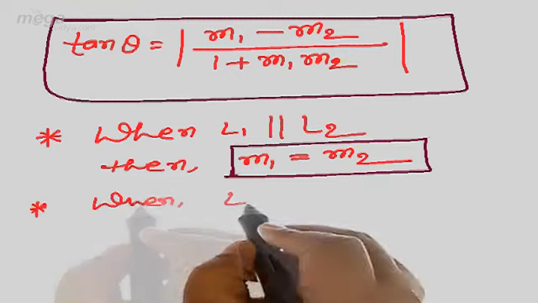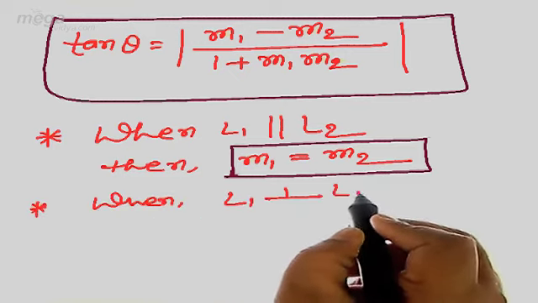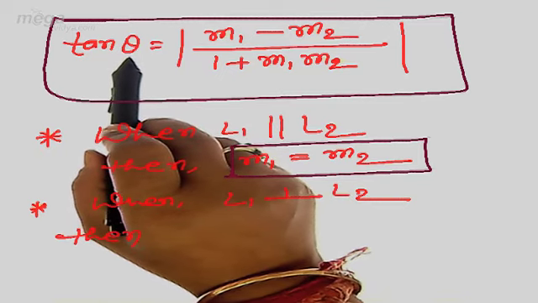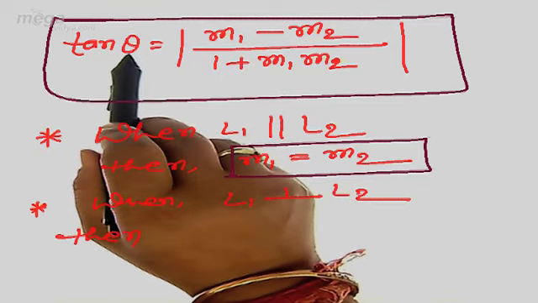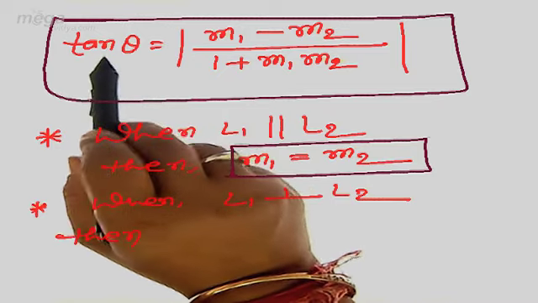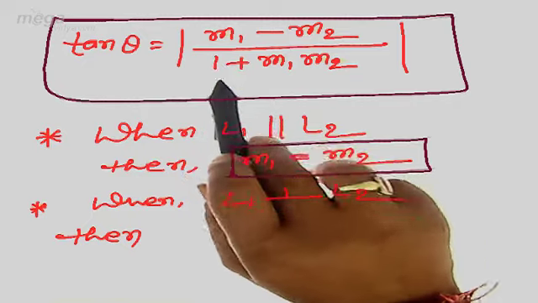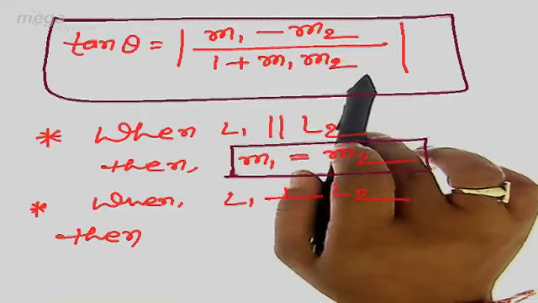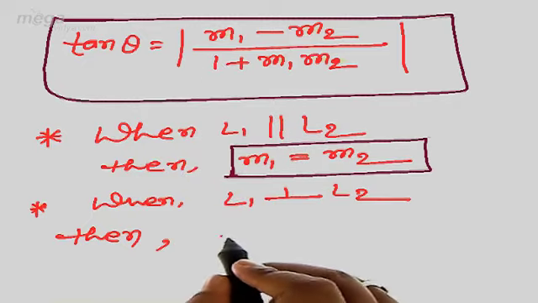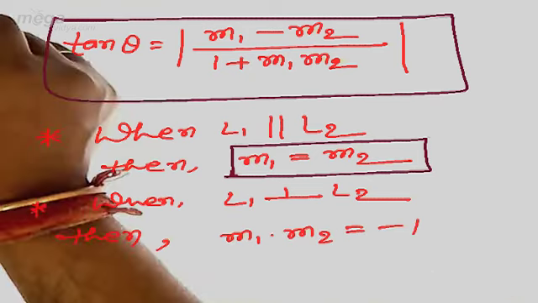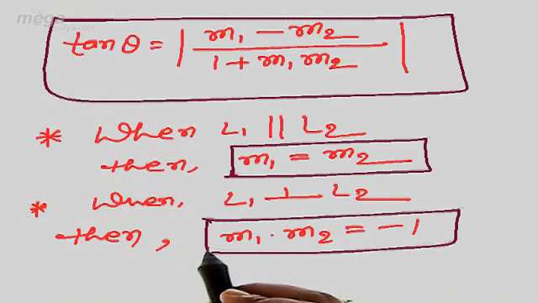Now when L1 is perpendicular to L2, what will happen? In that case theta becomes 90 degrees and tan 90 is infinity, not defined, which is possible only if 1 plus m1 m2 is equal to 0, so m1 m2 is equal to minus 1. So m1 m2 equal to minus 1 is the case when a line is perpendicular to the second line.